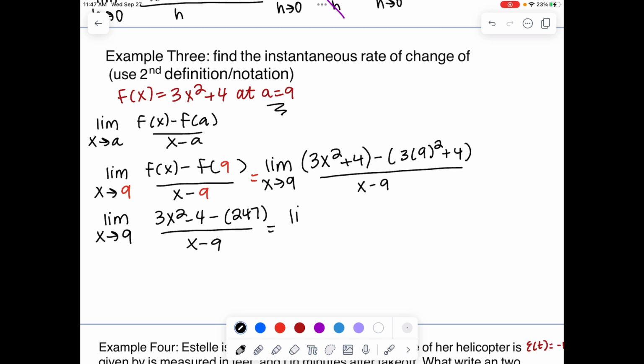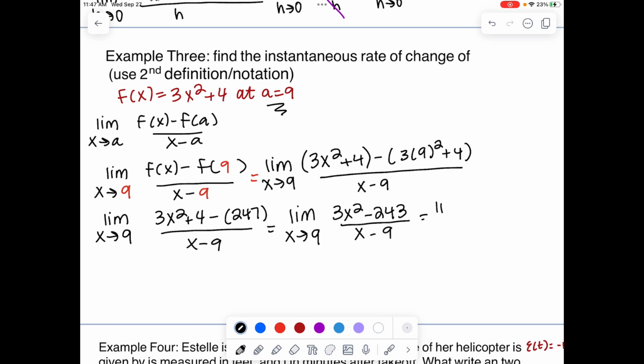And then I will get the limit as x approaches 9 of 3x squared minus 4 minus 247, which is going to, oh, sorry, this should have been plus 4. So 3x squared plus 4 minus 247, which will be 243. And again, I haven't crossed out any factors yet, so I can't plug in 9 yet. It still is not going to work.